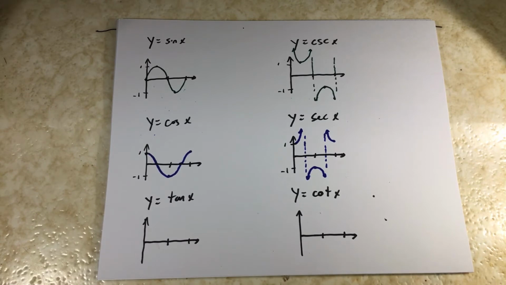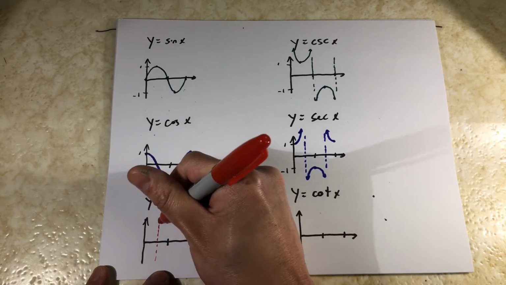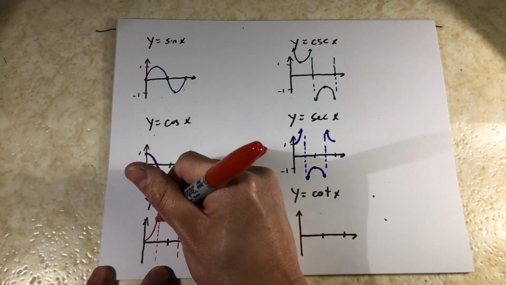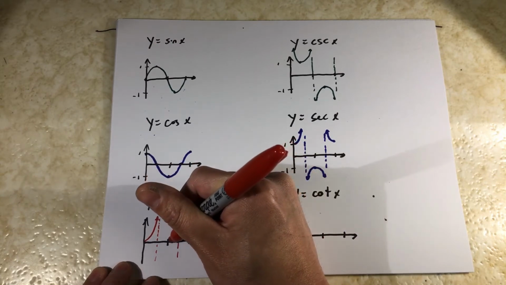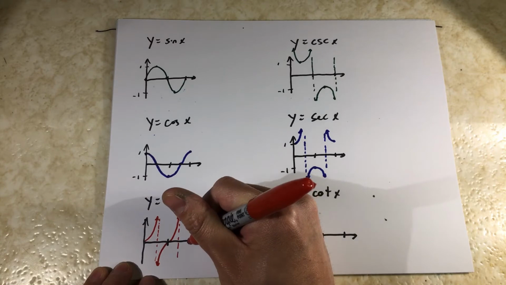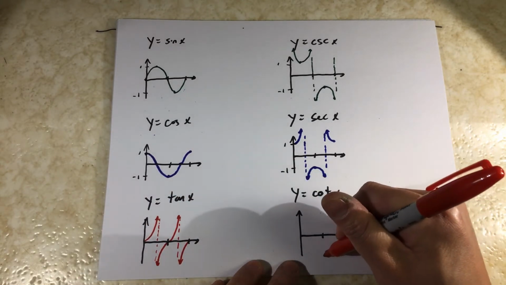And then we have tangent. Here, we'll do this in red. We have vertical asymptotes at pi over 2 and 3 pi over 2. And tangent looks like this. Okay. And then cotangent looks like this.